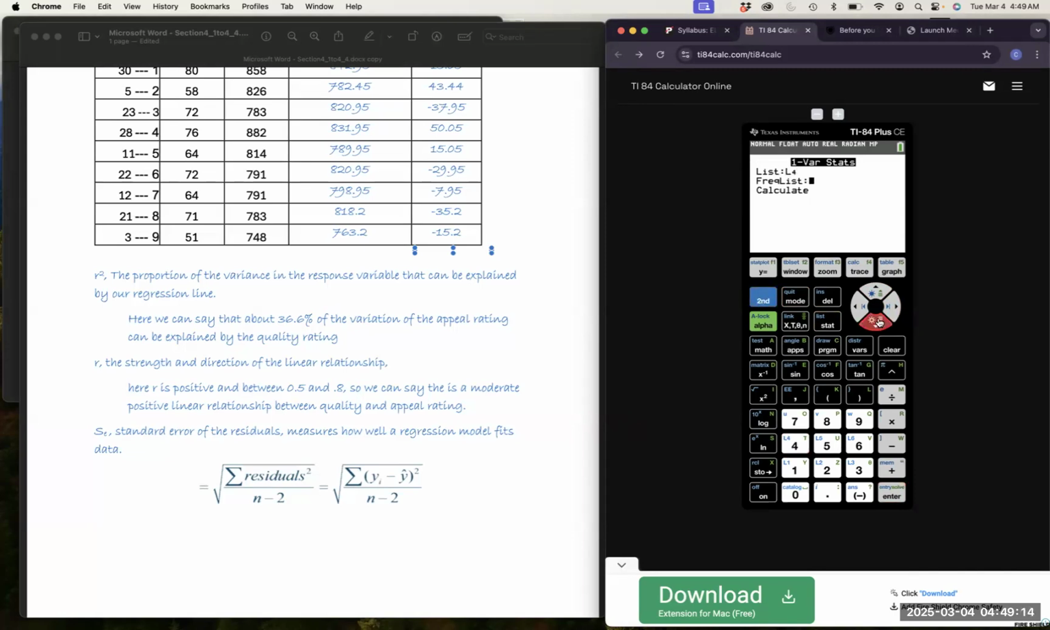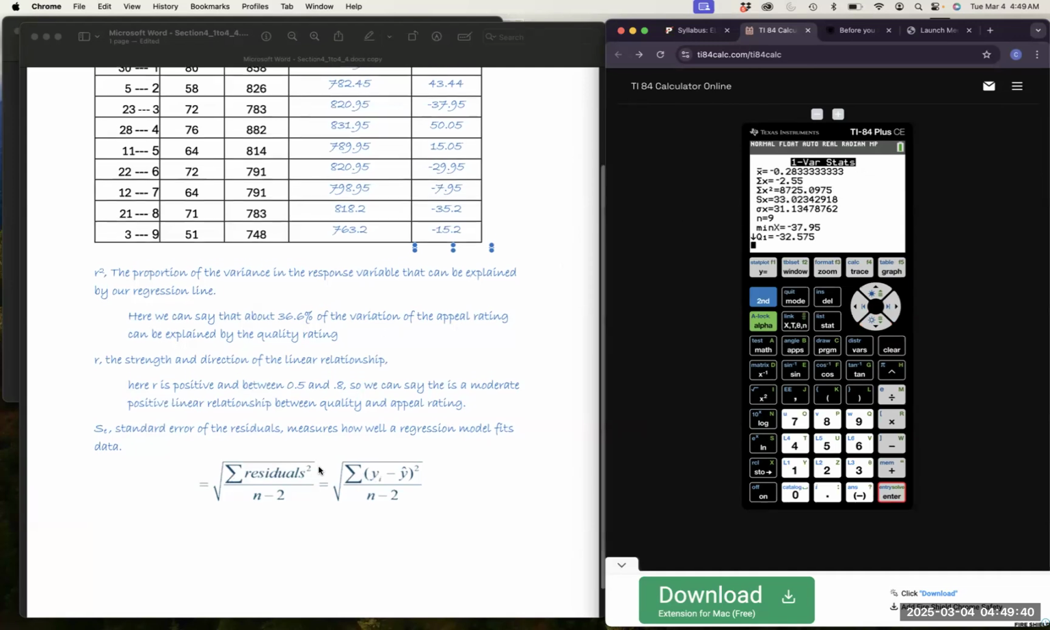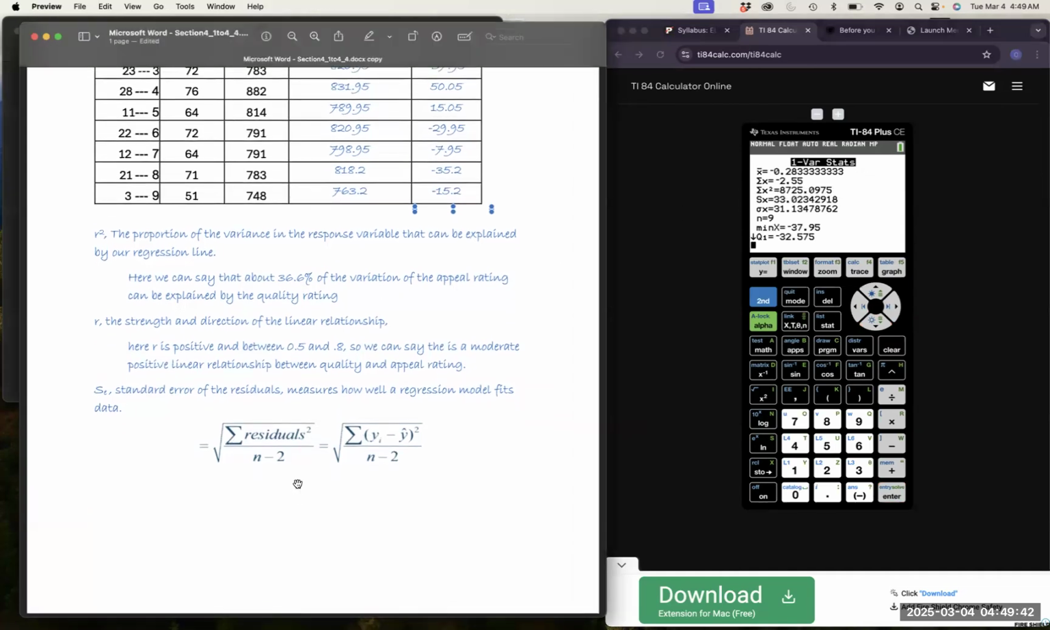Let's go down to calculate. So for list 4, it gives me the summary statistics for list 4. But what I'm interested in here are the squares of each of the items. So that's the sum squared of my residuals. So I have the 8,725.0975. And so I'm going to use that, the sum squared of the residuals, in my calculation, so I could find the standard error.